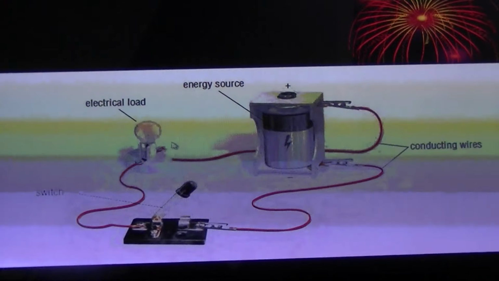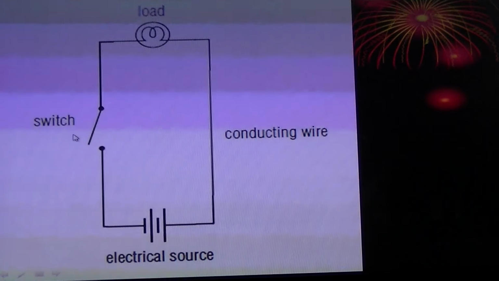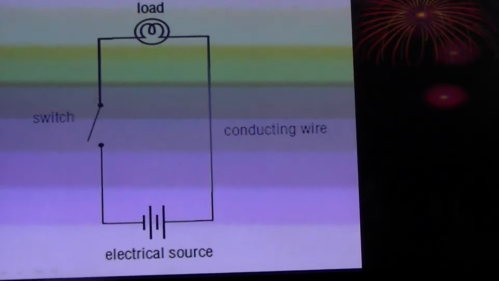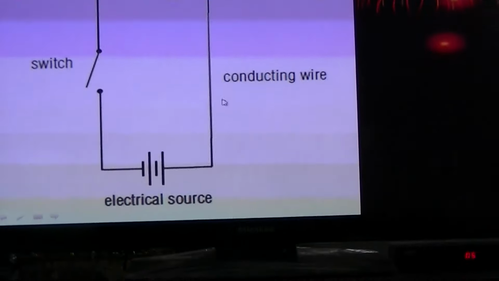This is an example of one load and a switch. How we're going to represent it electronically is we have a switch, we've got the load, and we've got the wire to the power source.